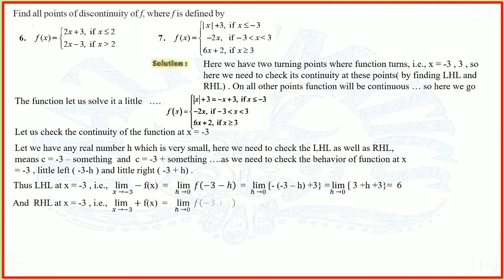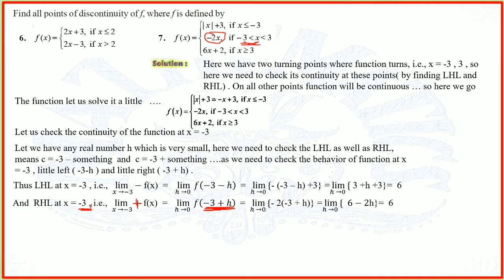Now taking the right hand limit at x equal to minus 3, that is the limit as x tends to minus 3 plus of f of x. Now the value of x is minus 3 plus h, but be careful, here the function will change. Since x is greater than minus 3, we are taking the right hand side, so x is greater than minus 3. So this condition is greater than minus 3, which means the value of the function will be minus 2x.